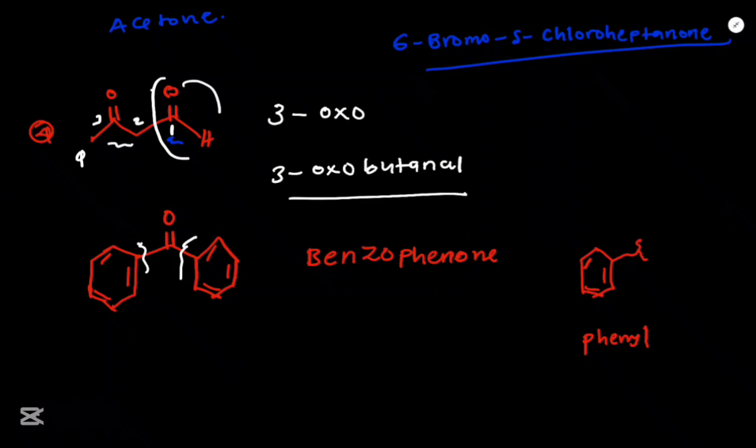So this molecule can also be named as a di. How many phenyls? We have 2. So it's diphenyl ketone. That's how we name it. So you can name it in another way.